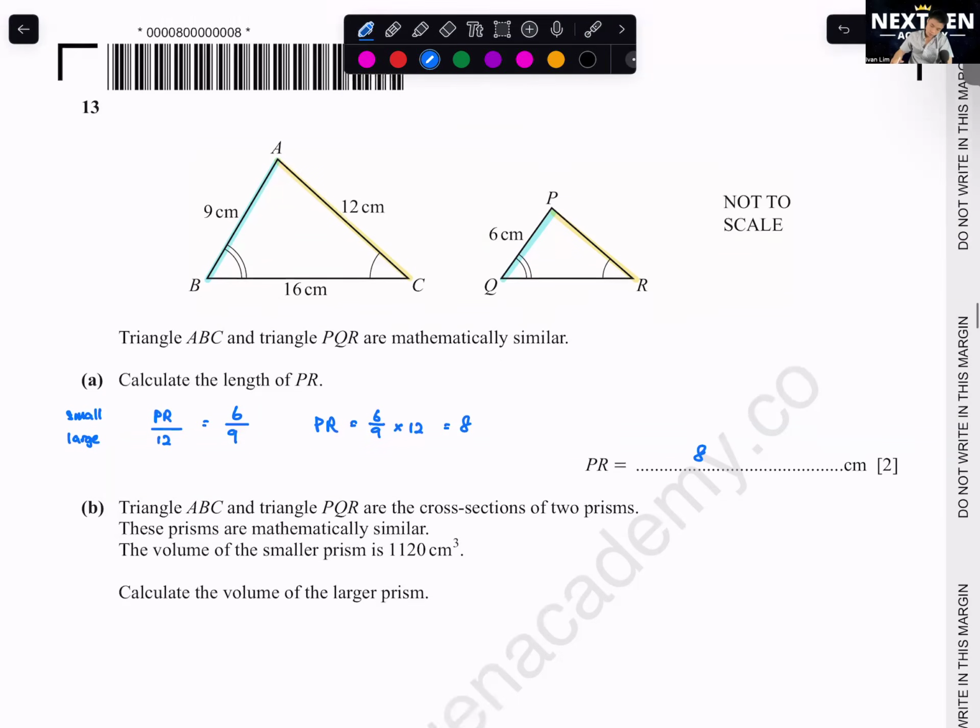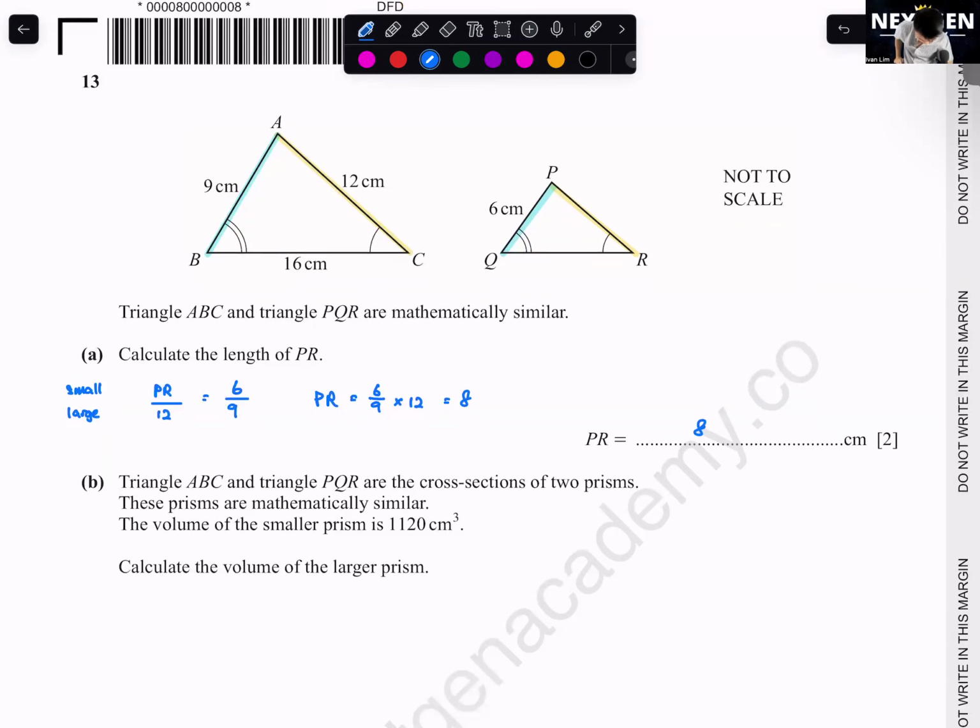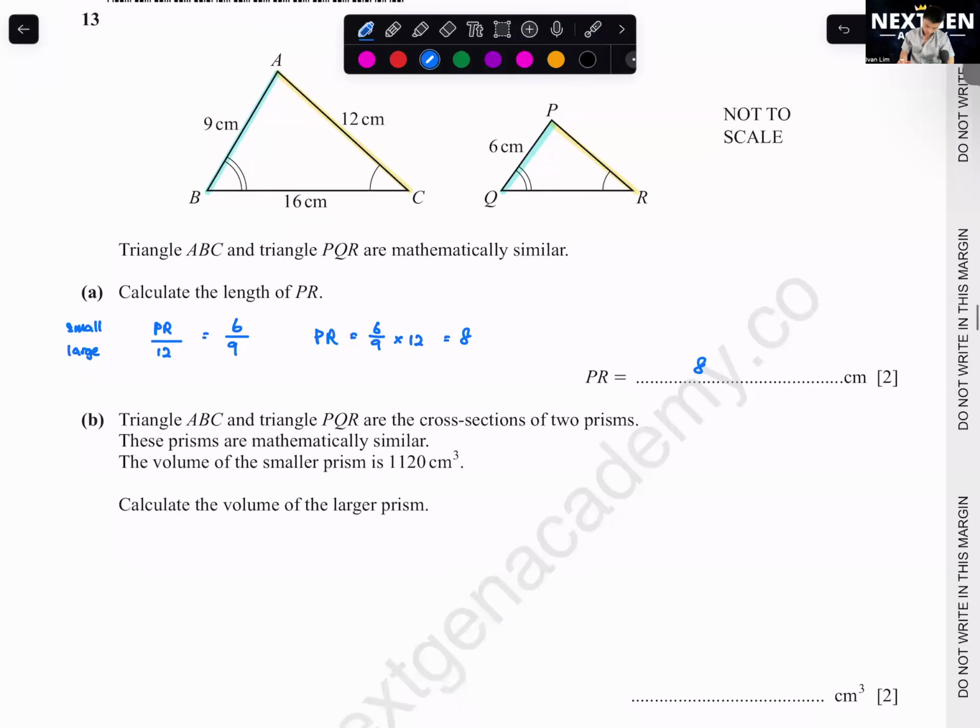Okay, the next one. Question B. Triangle ABC and triangle PQR are the cross sections of two prisms. These prisms are mathematically similar. The volume of the smaller prism is 1120 cm cube. Calculate the volume of the larger prism. I'll show you what is the easiest formula to do this question. Whenever you see similarity, mathematically similar, they can ask you between length, area, and volume. What is the secret formula to solve all of this?